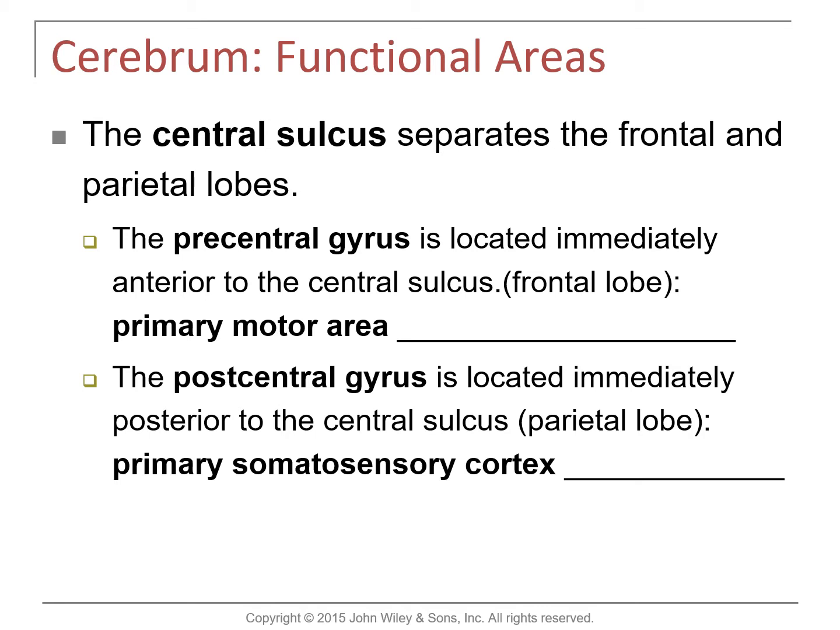Posterior to it in the parietal lobe is the postcentral gyrus that receives all incoming somatic sensory input and therefore is called the primary somatosensory area or cortex. It's receiving signals for pain, temperature, touch, pressure, proprioception. At the base of the postcentral gyrus, we also have the sensory area for taste or your primary gustatory area.